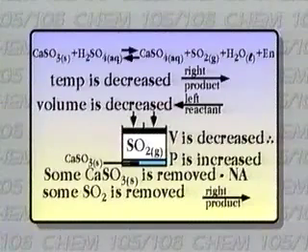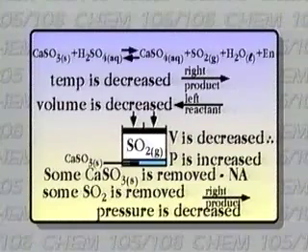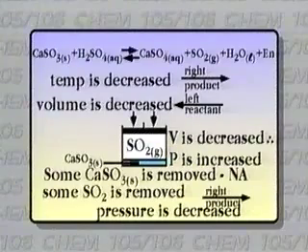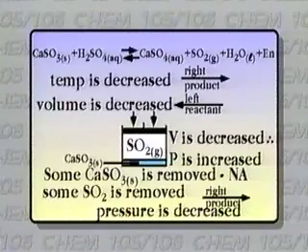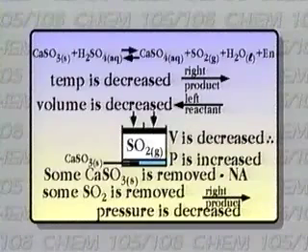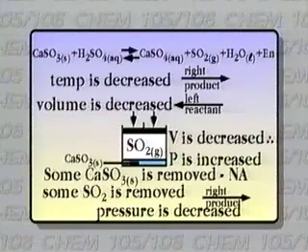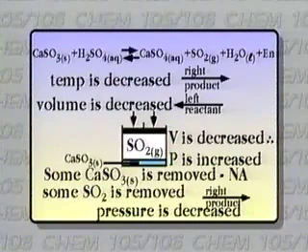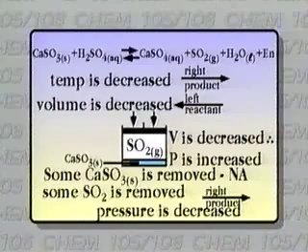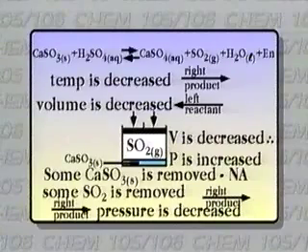The last one here, pressure is decreased. Well, this is just the opposite of what we just said a moment ago when we talked about volume. Because if the pressure is decreased, then in order to bring the pressure back, it would have to do what? Increase the number of gaseous particles. And which side has the greatest number of gaseous particles? The product side. Matter of fact, it's the only side that has a gaseous particle. And so if I decrease the pressure, in order for the system to increase the pressure, it would have to increase the number of gaseous particles, and so it is going to shift towards the right or towards the product side.